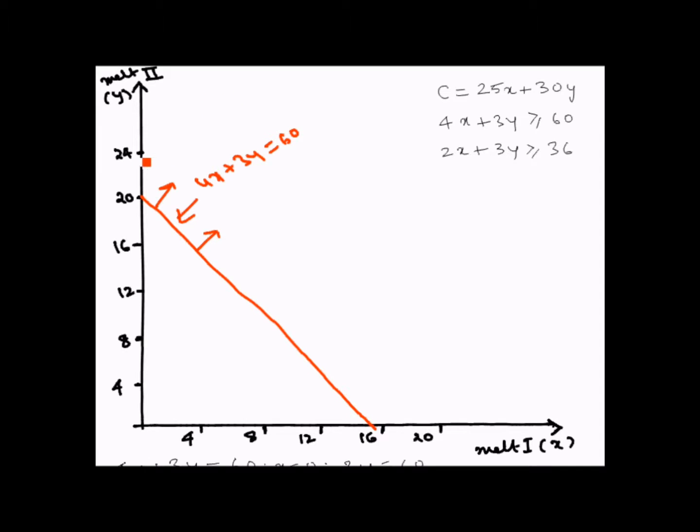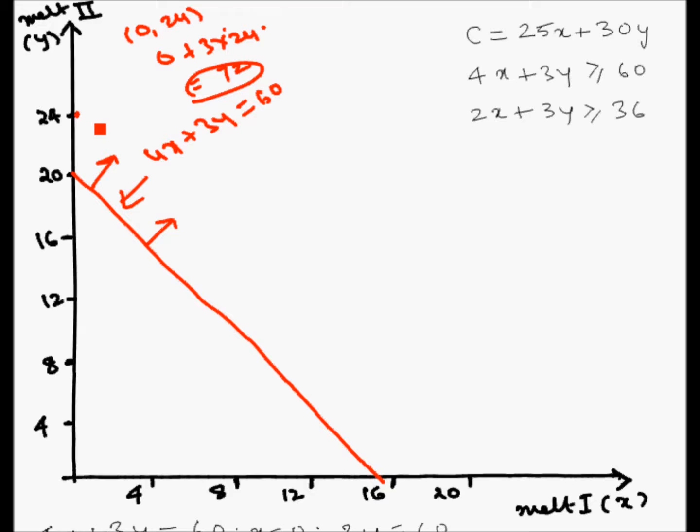So suppose we take the coordinates 0, 24, which is for this point here. So 4 multiplied by 0 is 0, plus 3 multiplied by 24. So this is equal to 3 4s are 12, 3 2s are 6, 72. Now this is definitely greater than 60. So this point does meet the criteria 4x plus 3y is greater than or equal to 60.